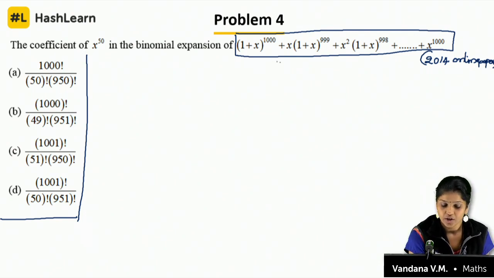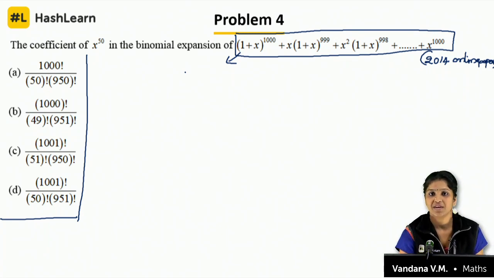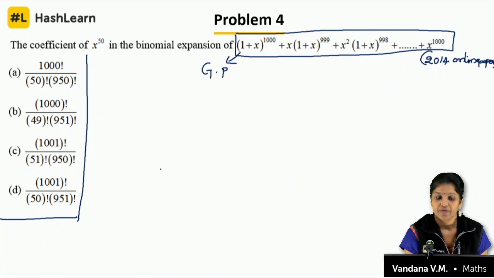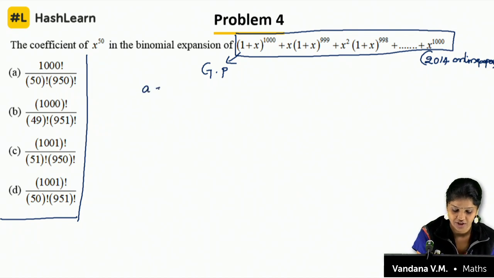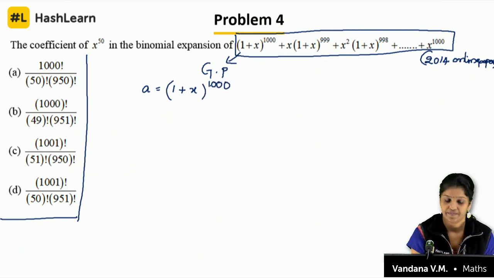See, if you are seeing these kinds of things, you have to think that it may be arithmetic or geometric. Obviously, if it is the binomial theorem, it will be in geometric progression. If you want, you see the first term. What is the first term here? The first term is (1 plus x) whole power 1000.